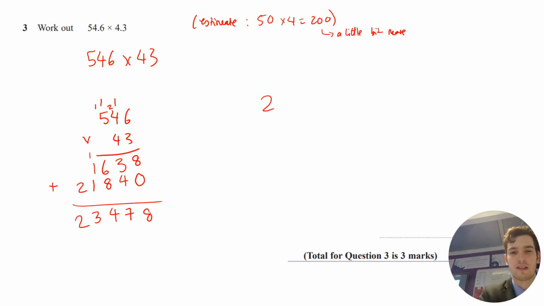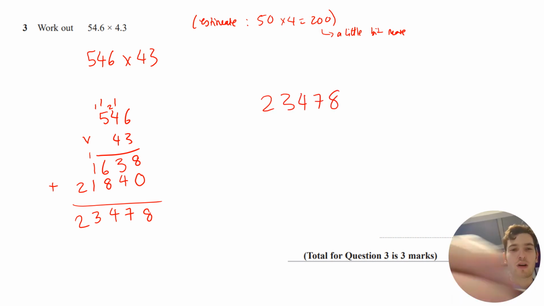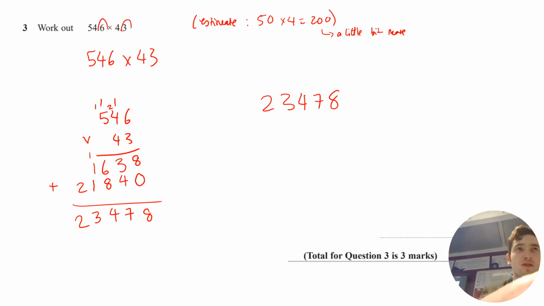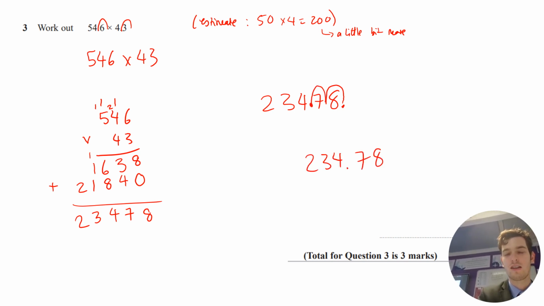So let's write down those digits. 2, 3, 4, 7, 8. But because I went back 2 decimal places, I'm going to have to go back 2 decimal places. So this is my answer. Is it close to my prediction? I said it was going to be a bit more than 200, which it is. So I feel pretty confident that I got those 3 marks.